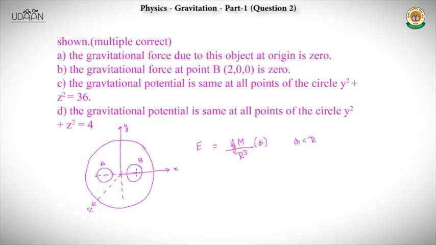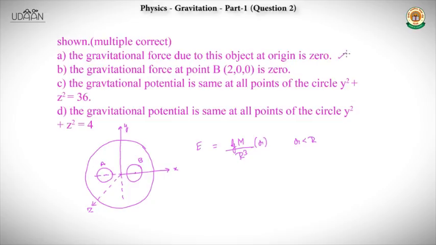But now because these cavities are removed, each cavity would have some effect on the point O. But the effects would negate each other because this is symmetric about the YZ plane. So the amount of negative gravitational field, if I could say that, due to B would be equivalent to that of A. So both of them would cancel out and the net gravitational field would still be 0 at this point. So therefore the first option is correct.